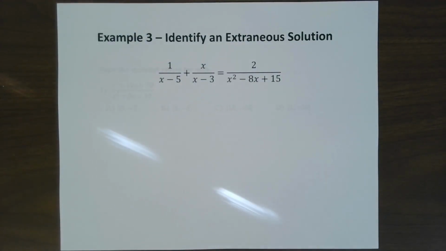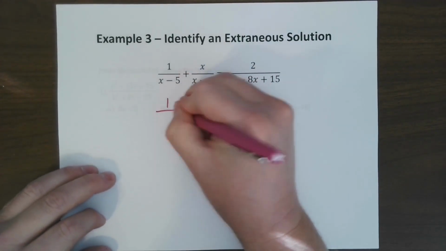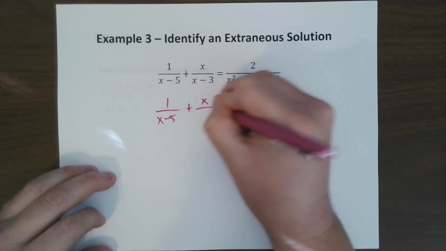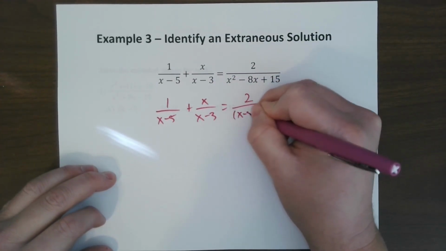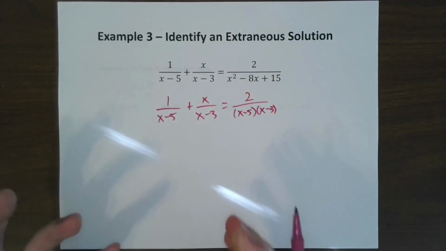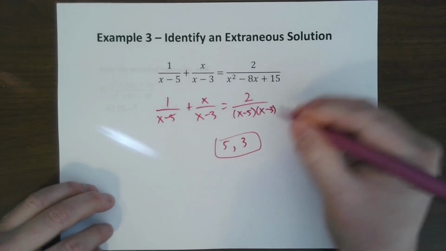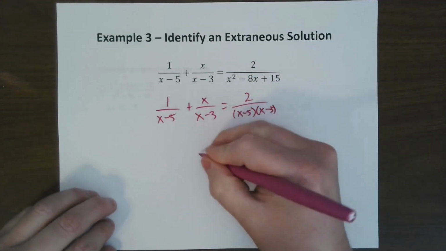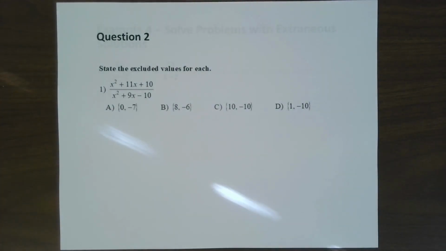Cool. All right, now we're going to talk about extraneous solutions. An extraneous solution is basically, we factor the bottom. So I'm going to factor the bottom real quick. So extraneous solutions are whatever makes it divide by 0, which would be 5 and 3. So those are our extraneous solutions. So in other words, x cannot equal those at all. Go ahead and try this problem.